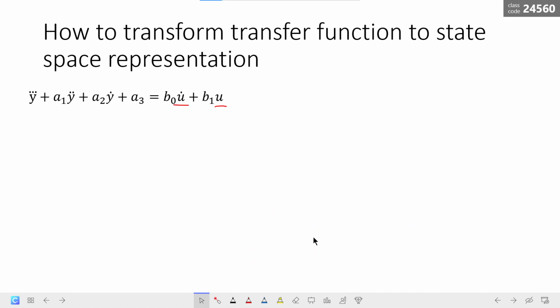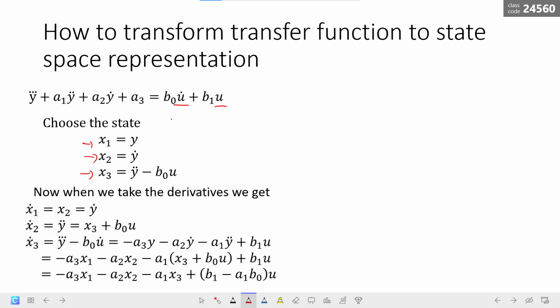Then you can use a trick, which is to choose the states like this. So h1, h2 are the same, but h3 you choose a different way, right? When you take the time derivative of h3, you get the derivative of u as well. This is the trick. So y double dot is actually h3 plus B0 u, okay? Y double dot equals h3 plus B0 u, right?